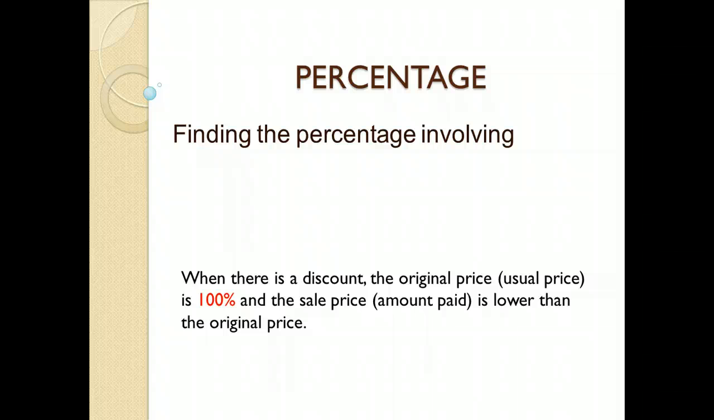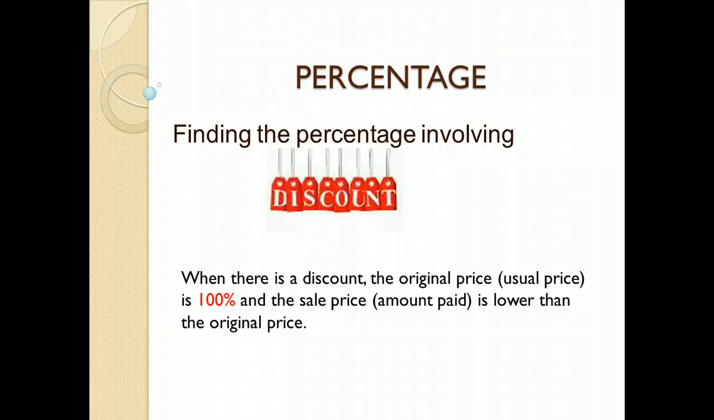We have learned finding the percentage involving discount. And we learned that when there is a discount, the original price or the usual price is 100%. And the sale price or the amount paid is usually and always lower than the original price.